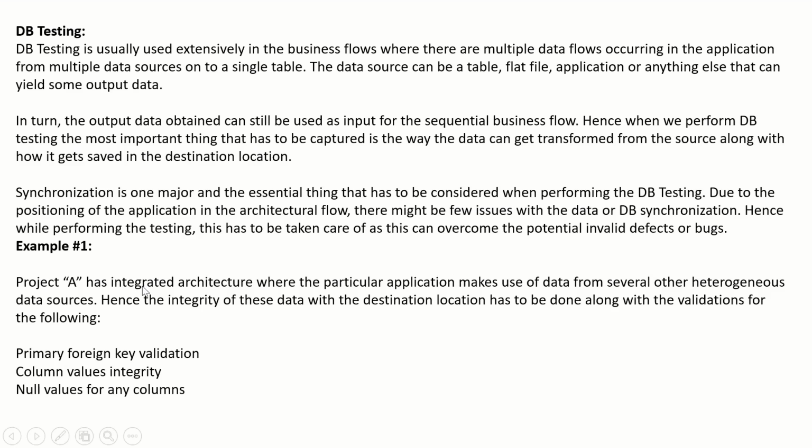Project A has an integrated architecture, where the particular application makes use of data from several other heterogeneous data sources. Hence, the integrity of this data with the destination location has to be checked along with the validations for the following: primary and foreign key validation, column values integrity, and null values for any column.